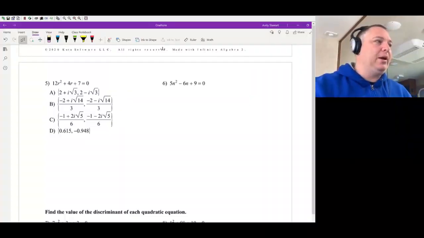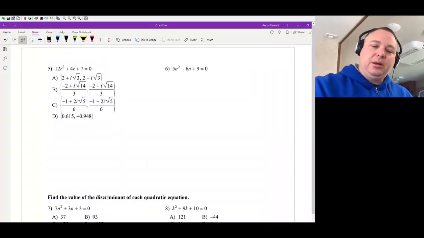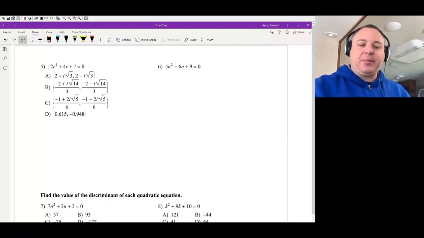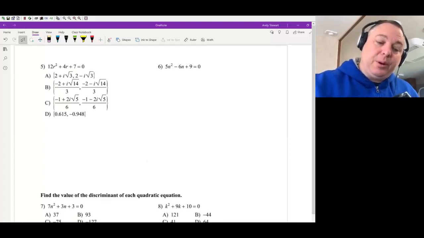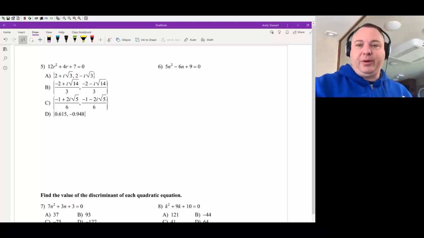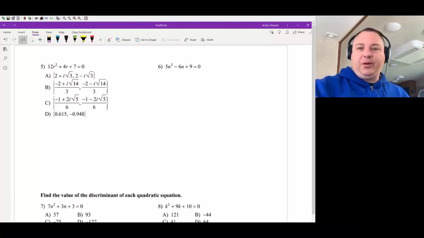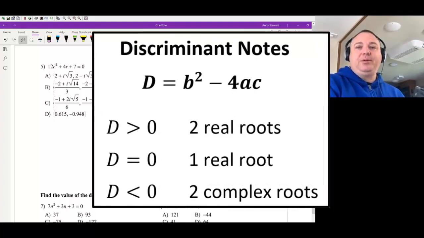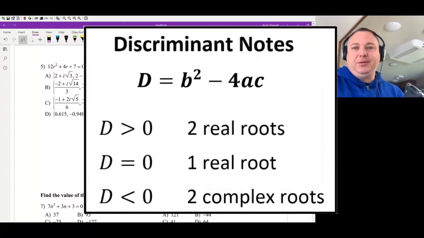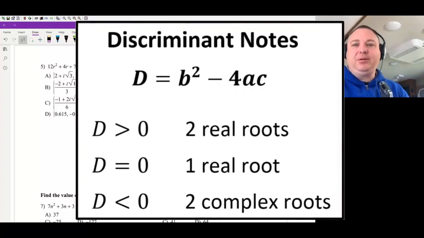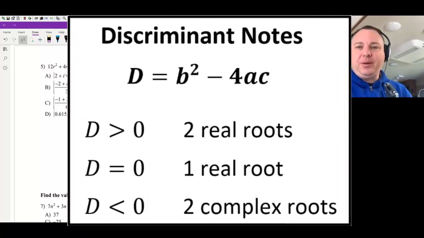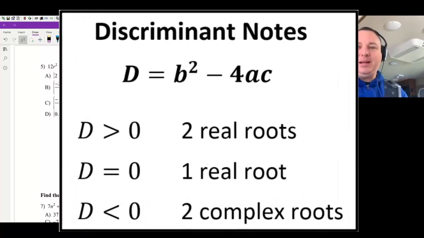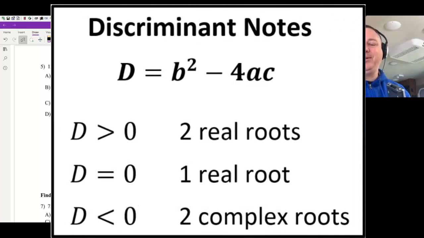Look at the kind of answers that we're getting. They're imaginary. Three of them are imaginary. And the radicals are not simplified. So when we do the discriminant first, it will tell us whether we have a whole number answer, irrational answer, or imaginary answer. That's why it's called the discriminant. It helps us to discriminate what kind of solutions we're going to get.